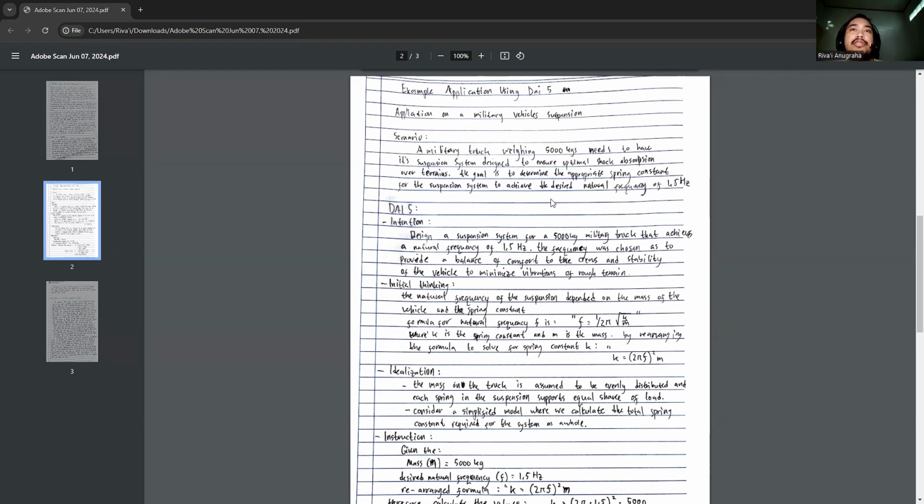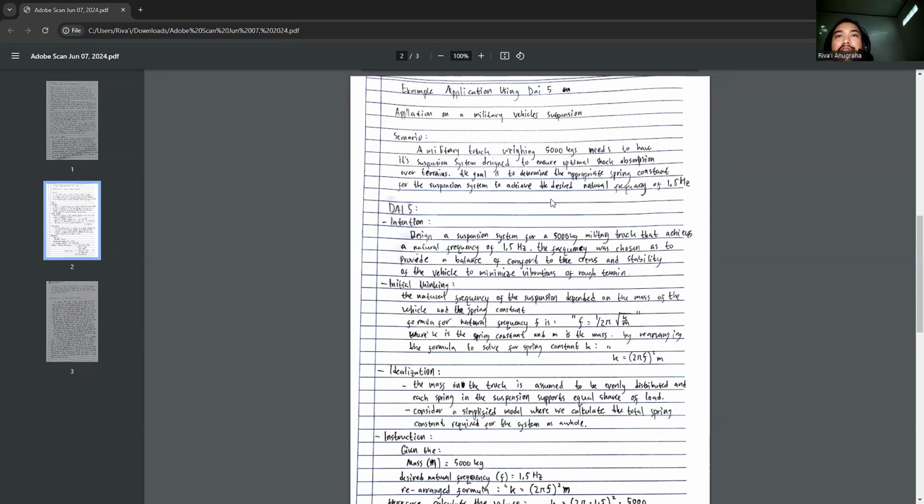First one is intention. The intention is to design a suspension system for a 5,000 kilogram military truck that achieves a natural frequency of 1.5 Hz. The frequency was chosen to provide a balance of comfort to the cruise and stability of the vehicle, to minimize vibrations while the vehicle is traversing road terrain.